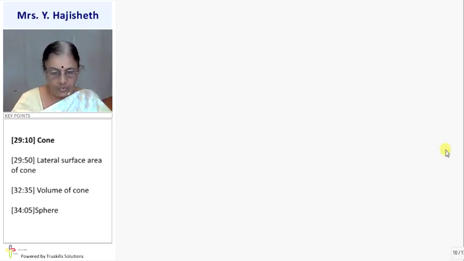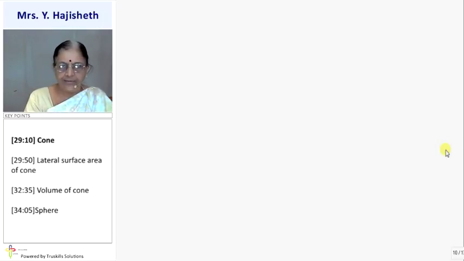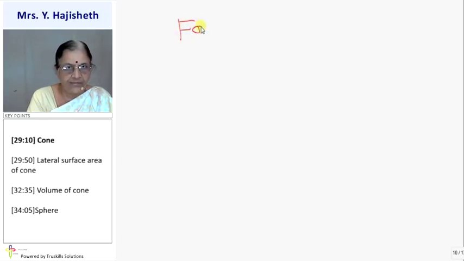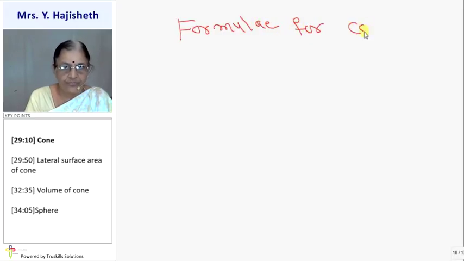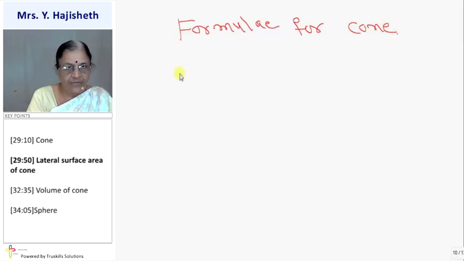Now what is cone? Formula for cone. चार ही तो फिगर हमारे कोर्स में है. Cuboid, cylinder, cone and sphere. Okay. Now we are discussing and giving formulae for cone. First formula is lateral surface area of cone.